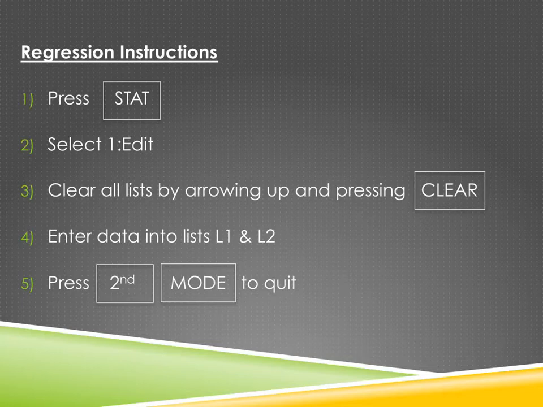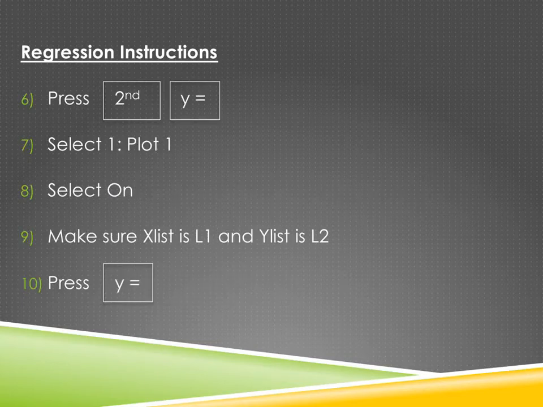You get out of the screen by hitting second and mode. You can see above mode it says quit. It gets you back into your regular screen. All right. Once you've put the data in and you've exited that screen, you hit Y equals. Clear out anything that's in there if you'd like. Don't need any of that there. So you've got a blank screen.